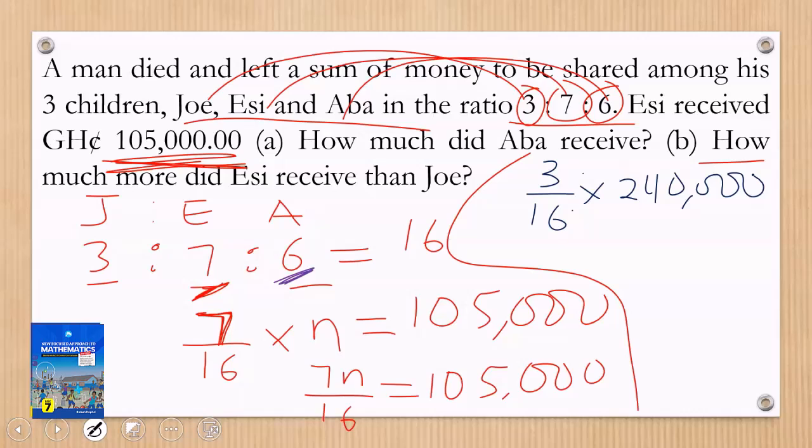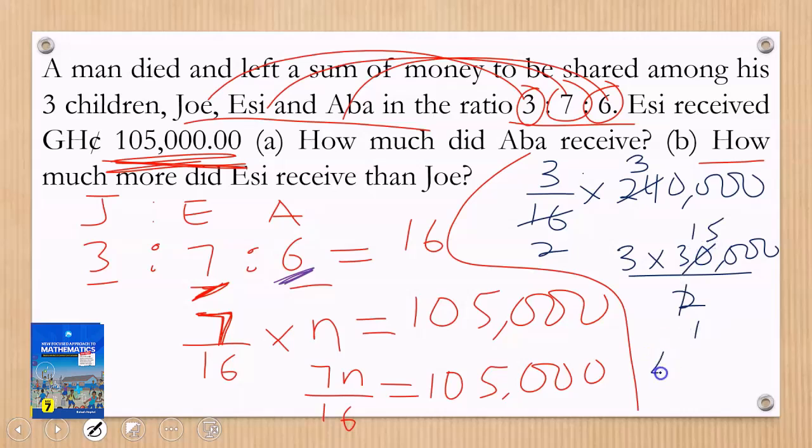So here we can say 8 can divide here as 2 and 8 can divide here as 3. So once again, we have 3 times 30,000 divided by 2. And 2 can divide itself 1 and divide 30 as 15. So we have 15 times 3, which is 45. And we attach our 3 zeros. So Joe received the least, which is 45,000.